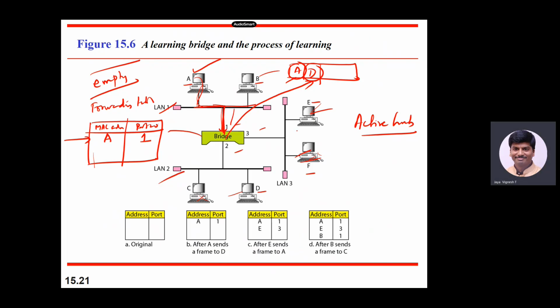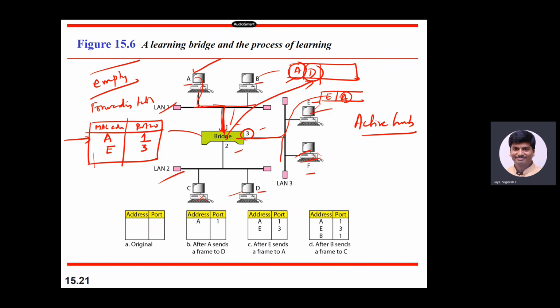Right. So in that case, what's going to happen now? E is going to put in its header the source address as E and the destination address as A, and it's going to place it on LAN 3. The bridge is going to receive this frame via port 3. So what is it first going to do? It now learns that E has sent a frame, and it is mapped to port 3. So let me put an entry that E is mapped to port 3.